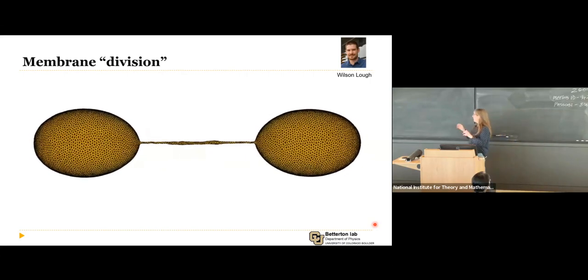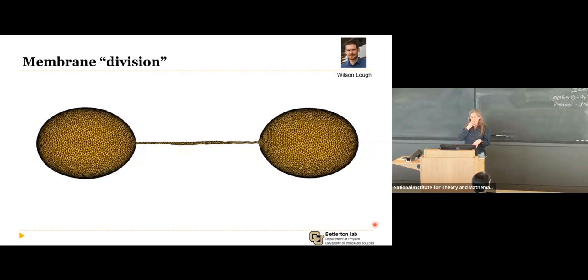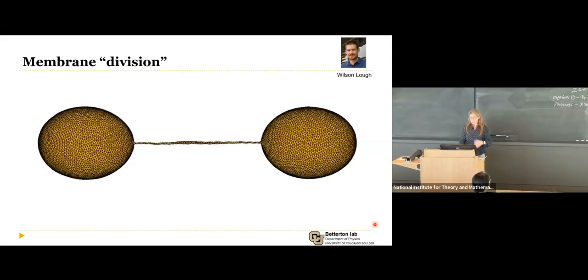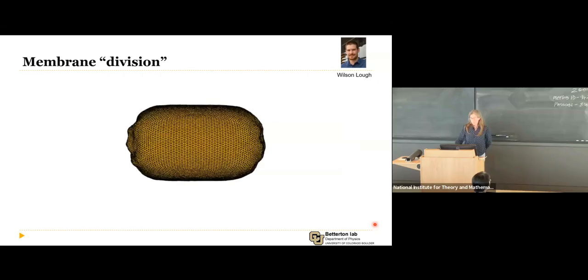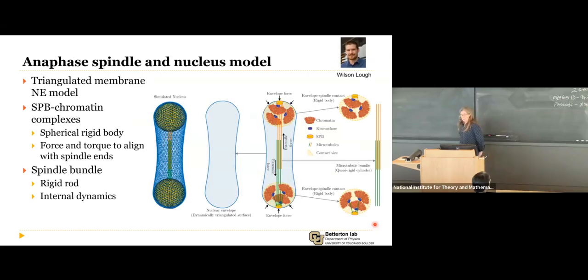But you can see that it can deform, separate, and pinch down, and the thermal fluctuations are visible here. Starting with this, Will is building an anaphase spindle and nucleus model, incorporating this membrane model along with a semi-rigid rod that represents the spindle, and complexes that represent the spindle pole bodies and the chromosomes that help distribute the force along the surface of the nuclear envelope, because we know that's important.